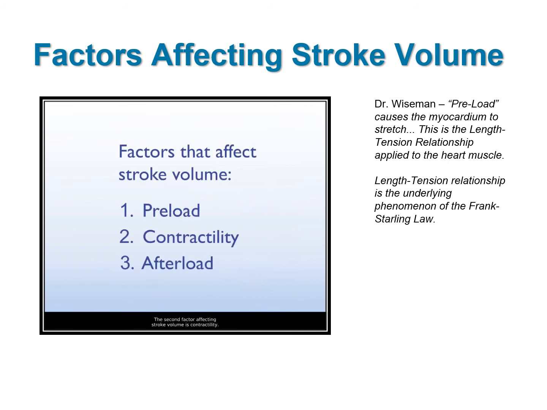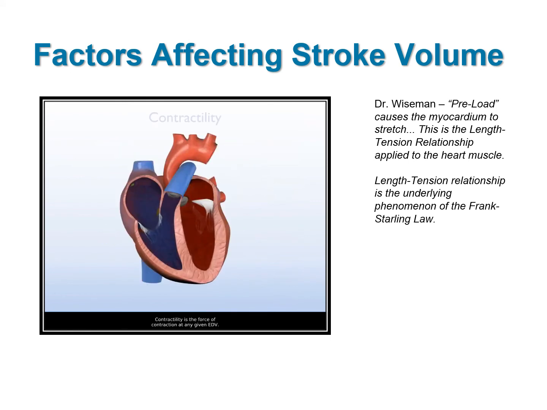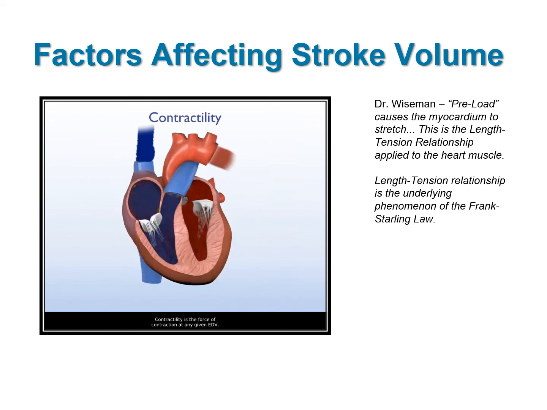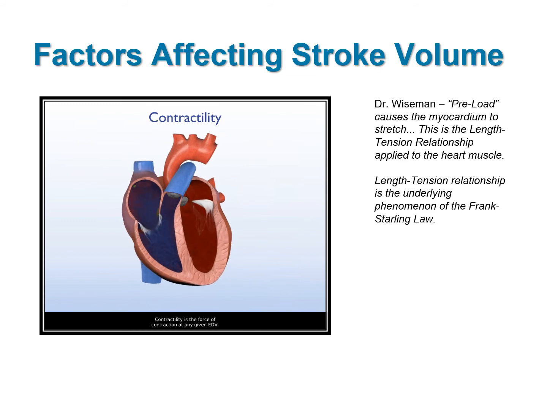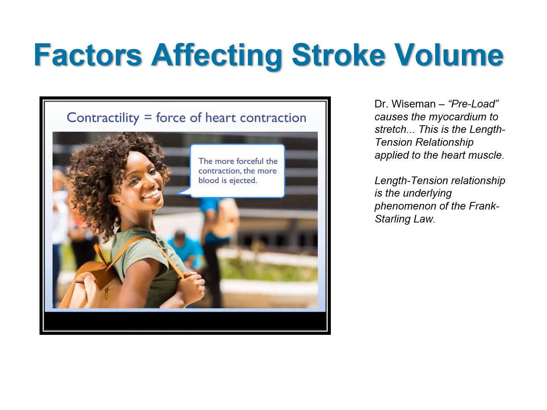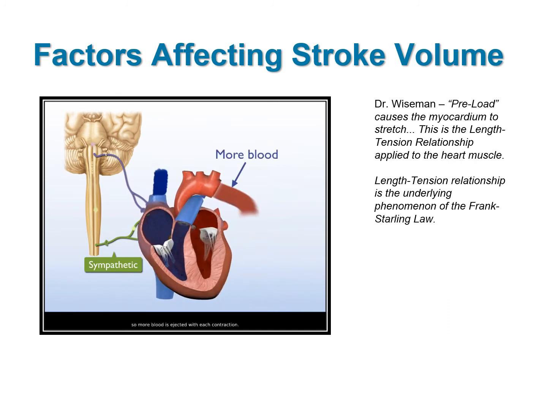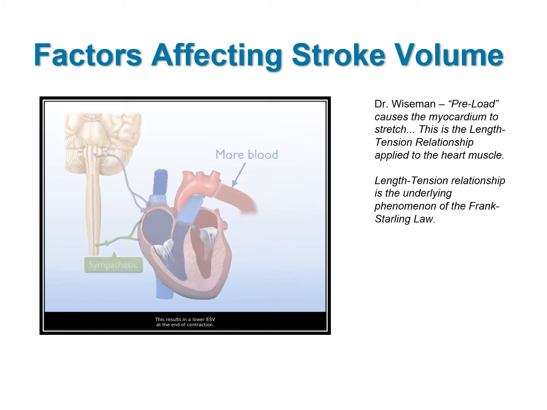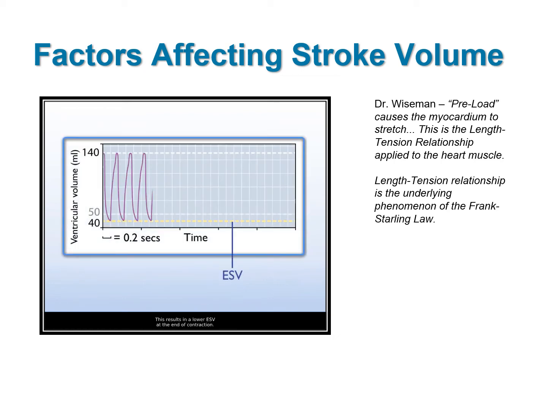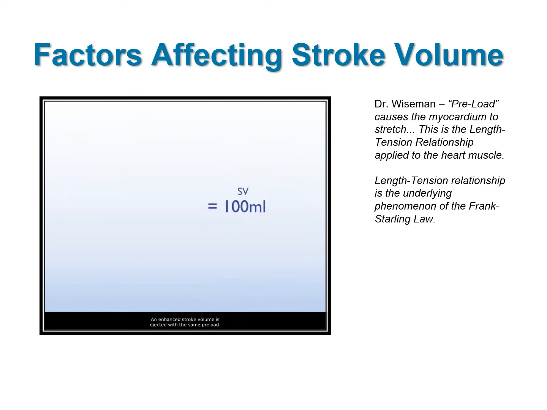The second factor affecting stroke volume is contractility. Contractility is the force of contraction at any given EDV. Increased sympathetic activity increases contractility, so more blood is ejected with each contraction. This results in a lower ESV at the end of contraction. Consequently, an enhanced stroke volume is ejected with the same preload.